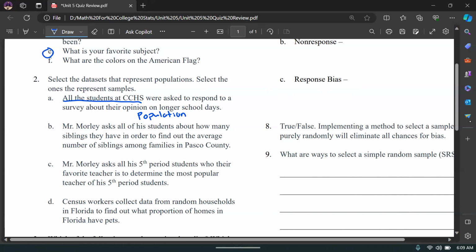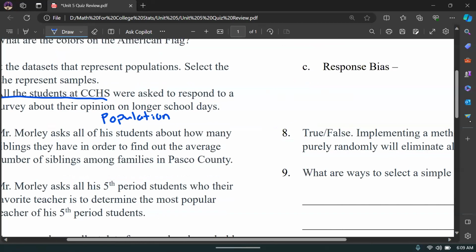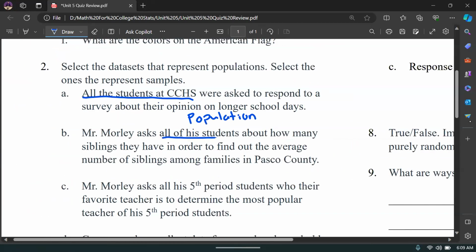So Mr. Morley asks all of his students about how many siblings they have in order to find out the average number of siblings among families in Pasco County. So I am asking all of my students, right? Mr. Morley is asking all of his students. However, it's not for all of his students. It's not defined how many siblings all of my students have. It's defined the average number of siblings for all of Pasco County. So you see how we're expanding that, right? I'm asking all of my students, but only as a subset of all of Pasco County, right?